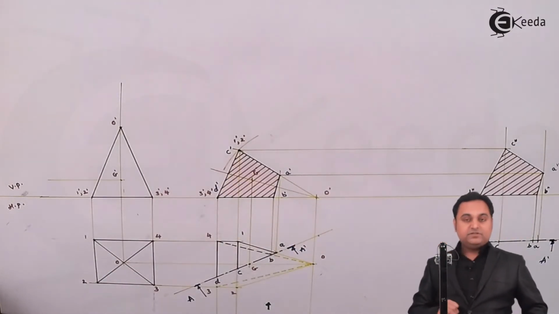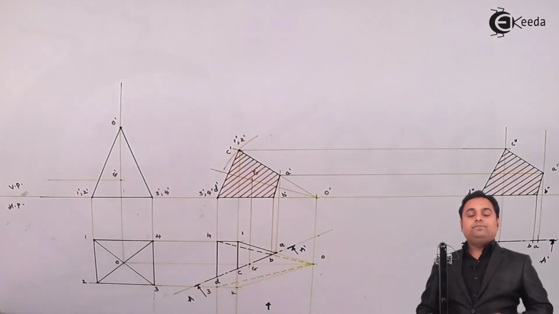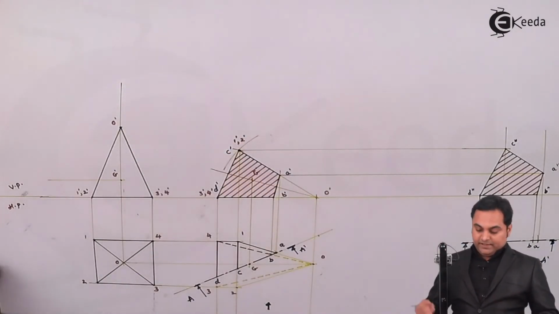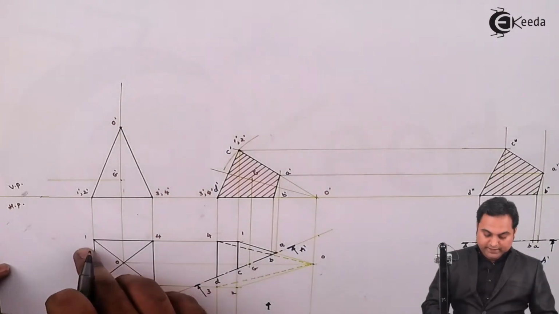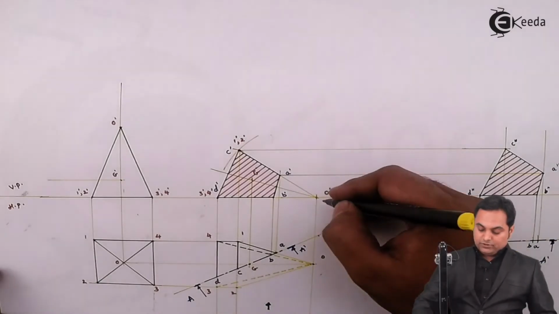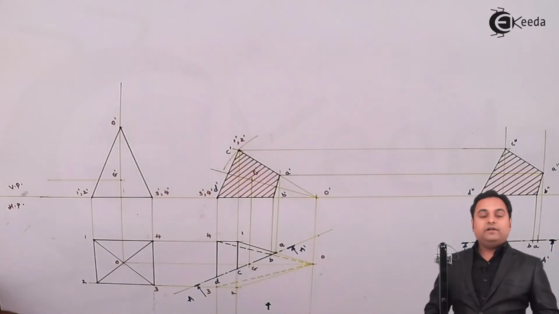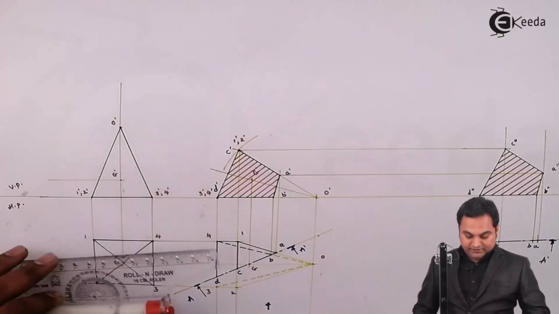And for that purpose, the first step would be to get the true length, because here we are going to open this pyramid and I am going to open it about edge 1 to 2. This pyramid will be open. So here I have O dash 1 dash, but in this case we require the true length. And how to get that true length?